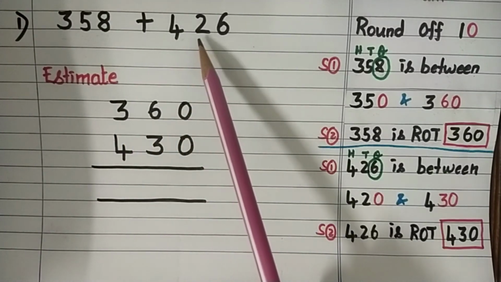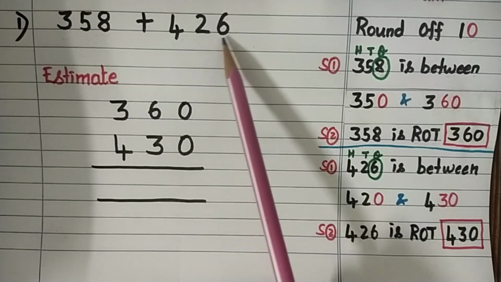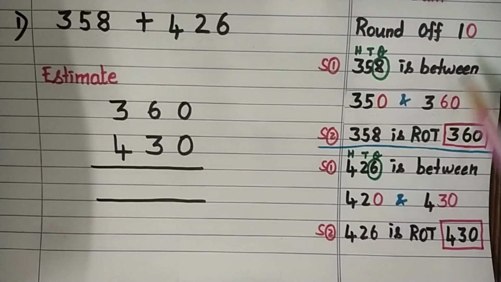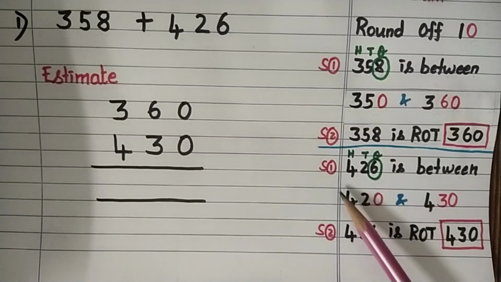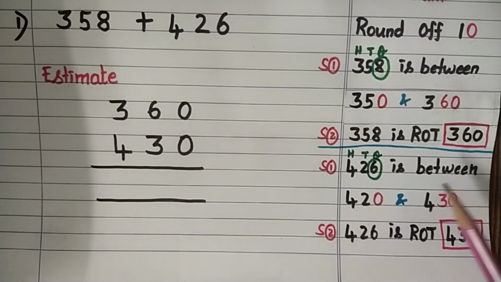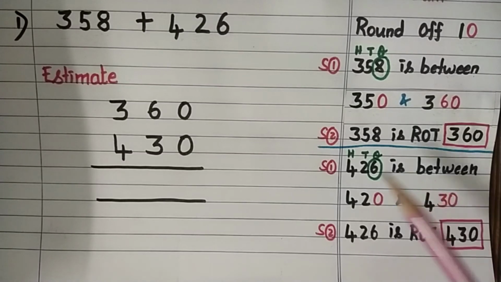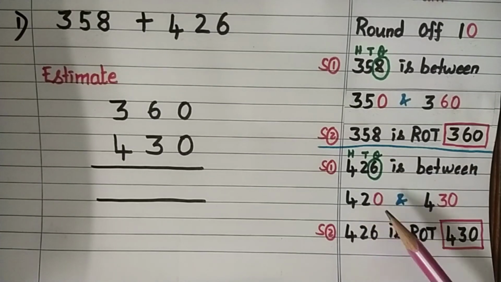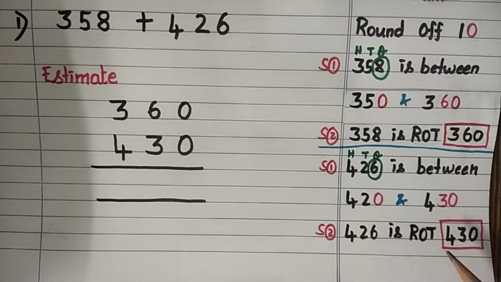Now we are moving to the second addend, 428. We need to round off 428 to the nearest 10. Step 1 and step 2. Step 1 is to find the between numbers. You all know how to find them. The ones place should be changed to a 0. So 428 is changed to 420. Add 10 to this and find the next number. 420 plus 10 gives what? 430.